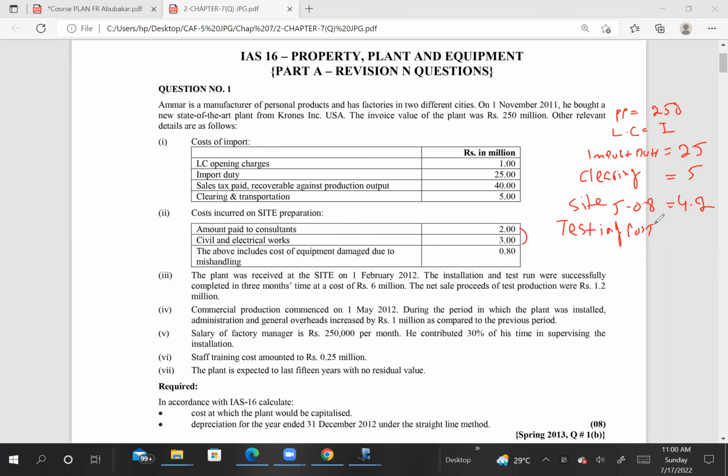Then we have testing cost. Test cost is 6 million and sale proceeds are 1.2. So 6 minus 1.2, that means 4.8 million will be capitalized.